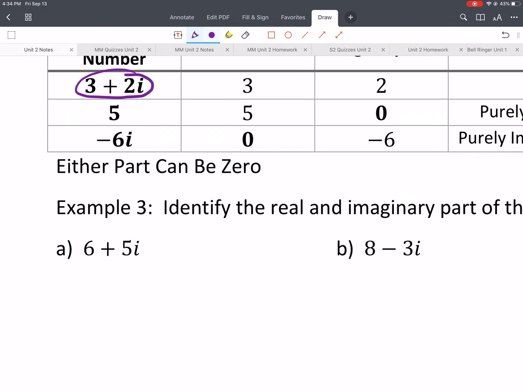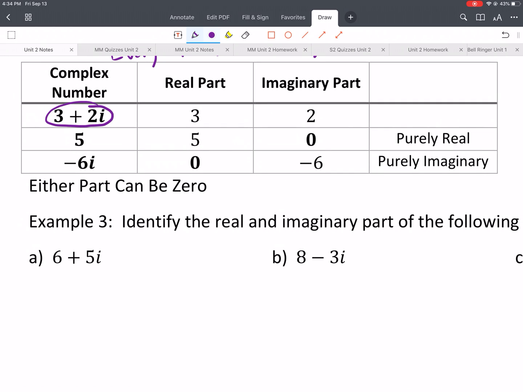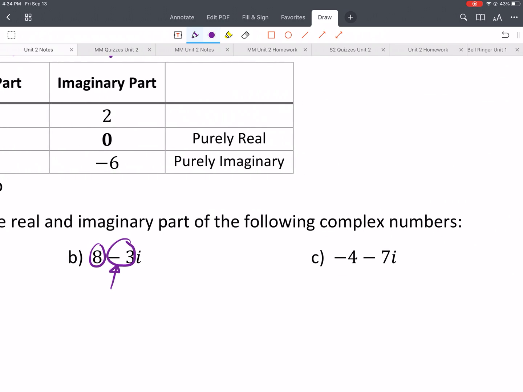So we'll have problems on the quizzes and perhaps on the test where we'll need to identify the real and imaginary parts of a complex number. So again, this would be the real part, this would be the imaginary. Again, real, imaginary. You always have the sign too, so make sure you have that. This would be the real, and this would be the imaginary. Okay?